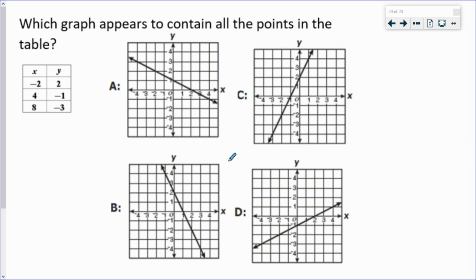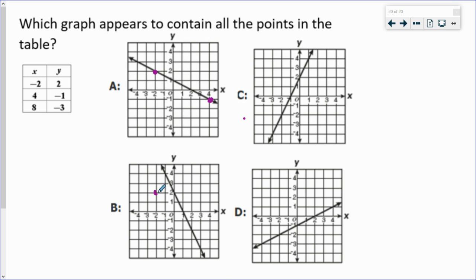Which table appears to contain all the points in the graph? When you do this, you just need to plot these ordered pairs and find out which has all three ordered pairs on the line. Negative 2, 2 is right here. 4, negative 1 is right here. 8, negative 3 is not on our graph, but it would be around here. It looks like it falls in line.